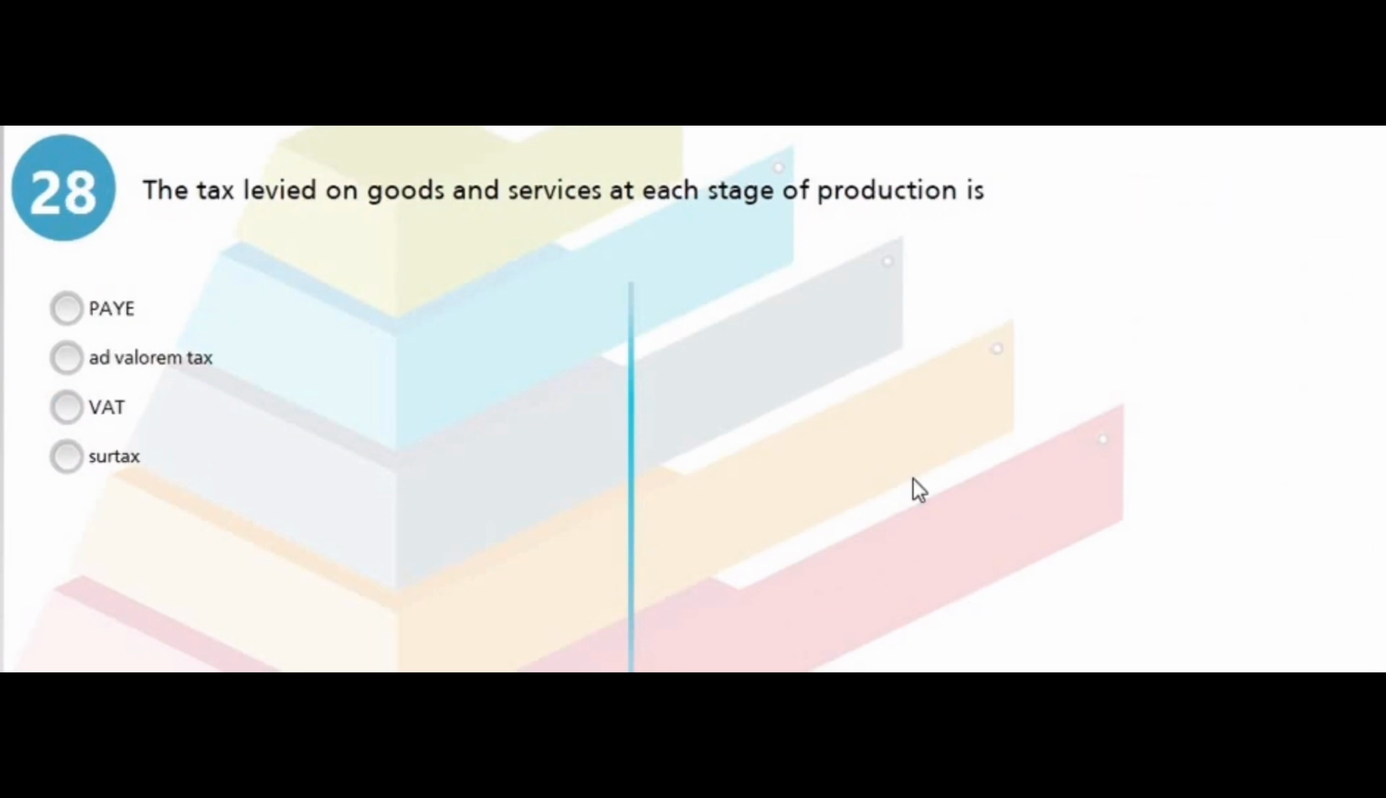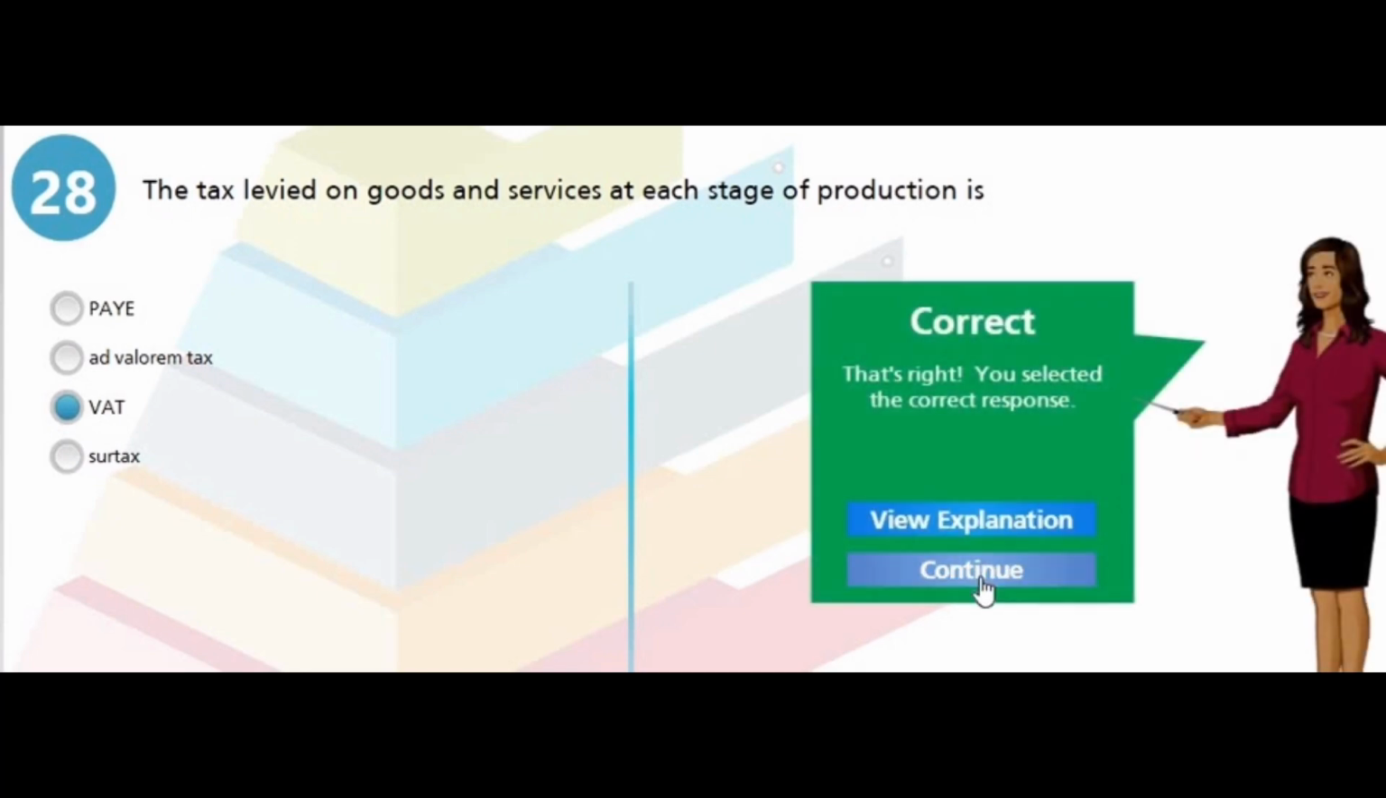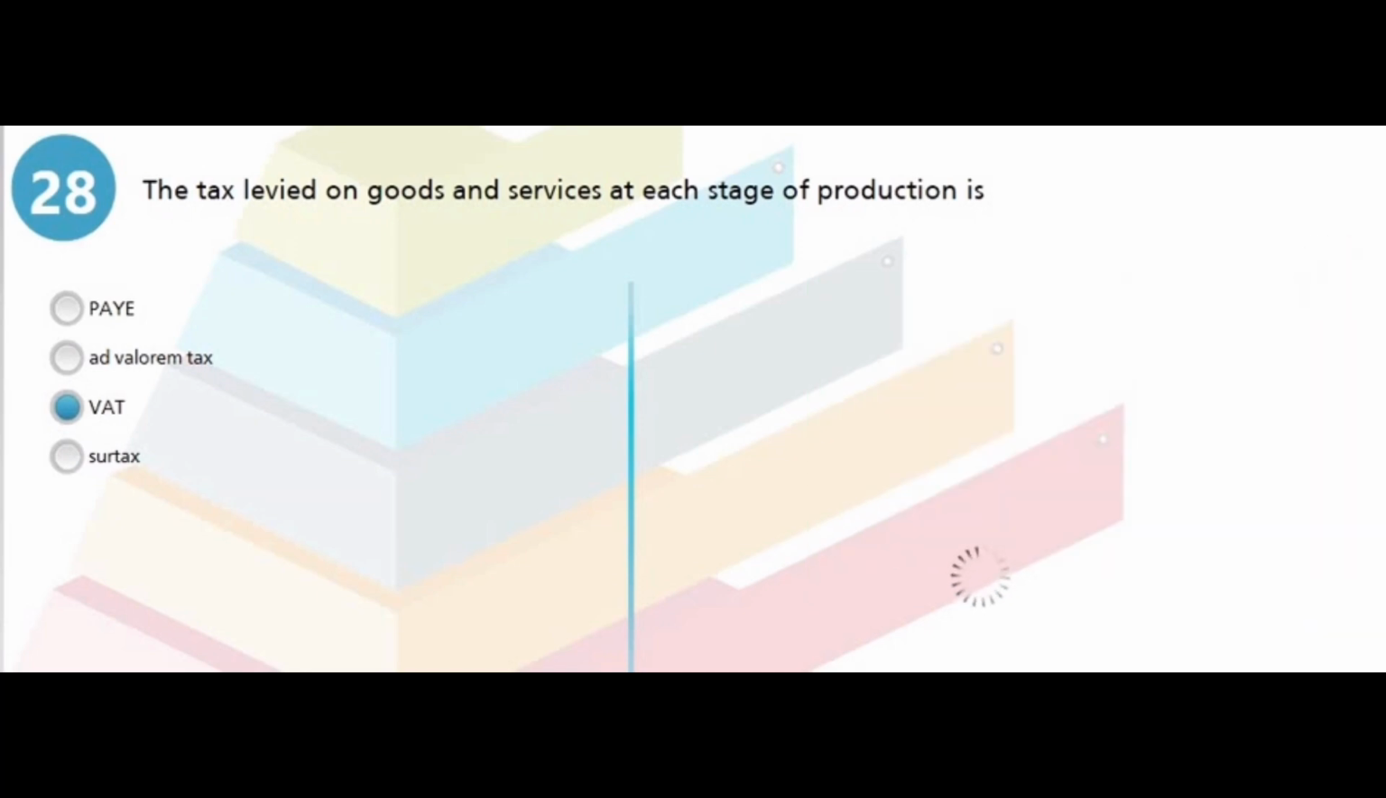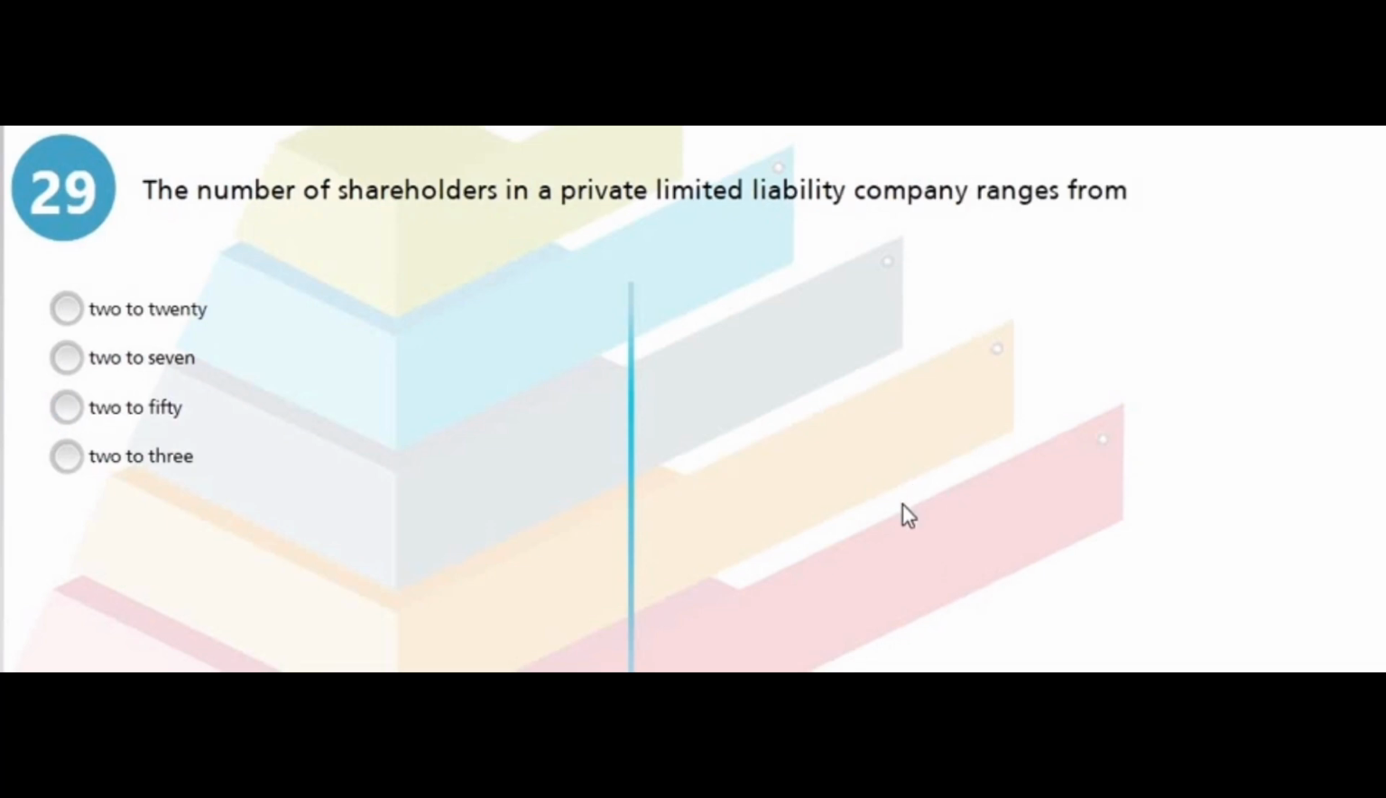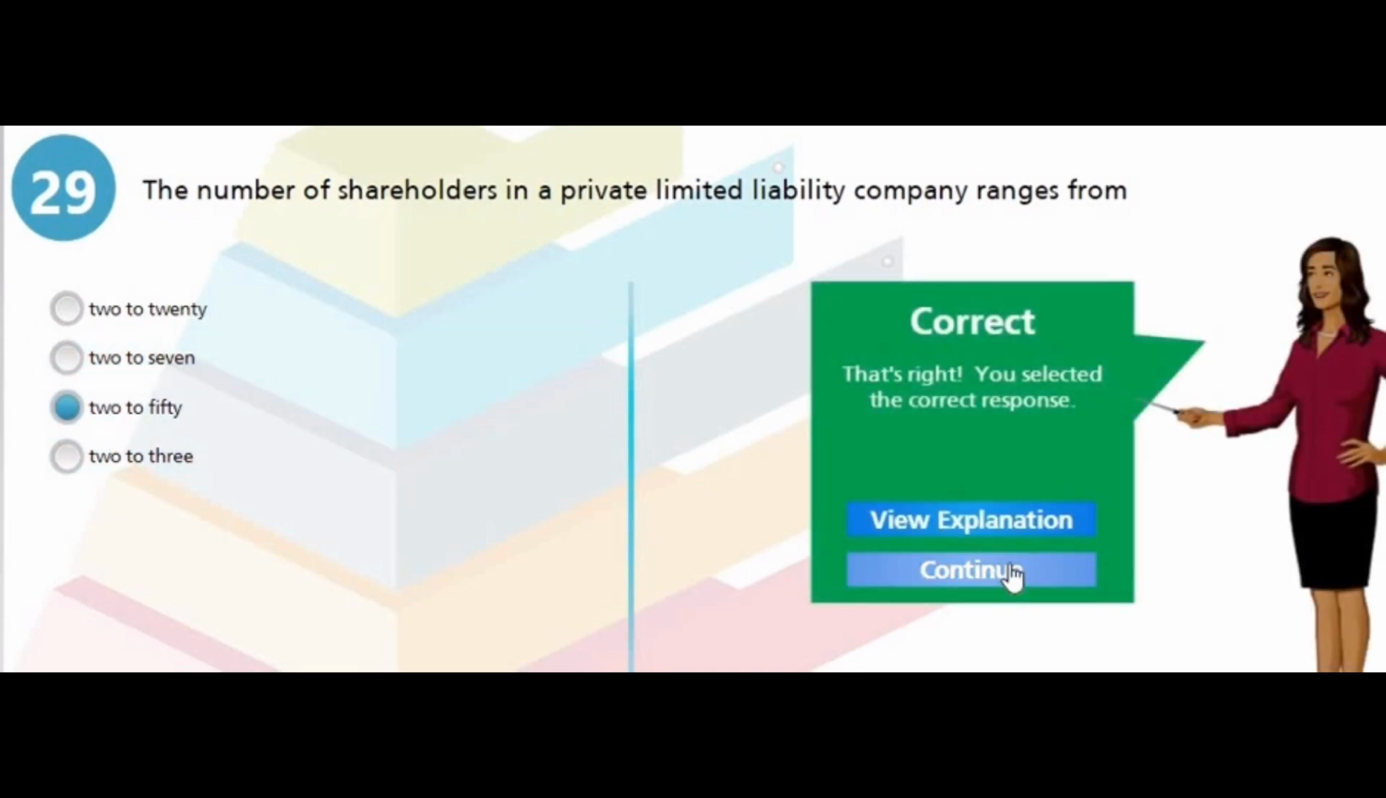Question 28. The tax levied on goods and services at each stage of production is what? VAT. Okay? VAT is value added tax, and it is placed on each process or stage of goods and services production. So that's the right answer. Question 29. The number of shareholders in a private limited liability company ranges from 2 to 20, 2 to 7, 2 to 50, 2 to 3. The right answer is 2 to 50, which is C.